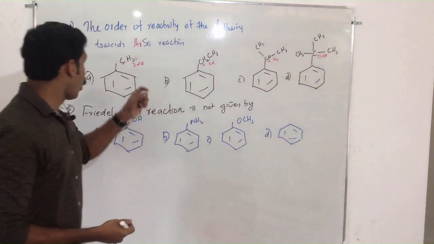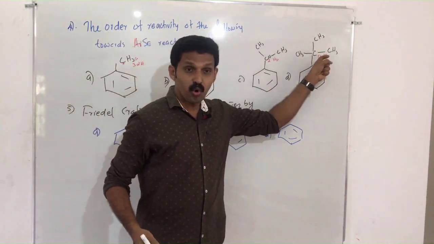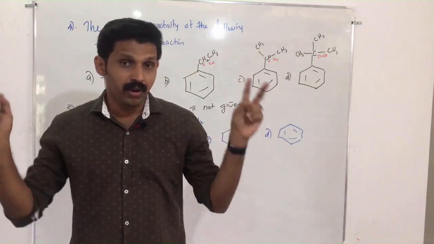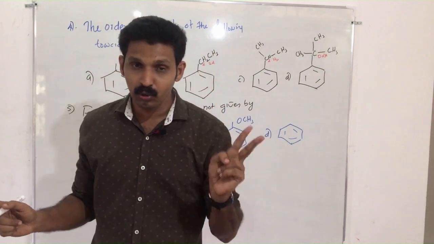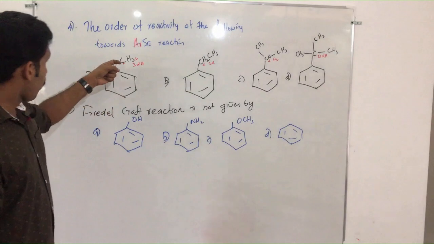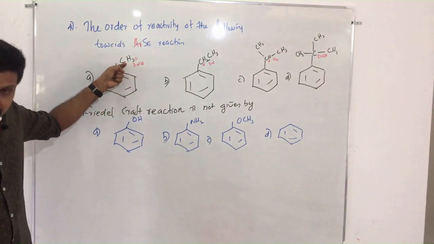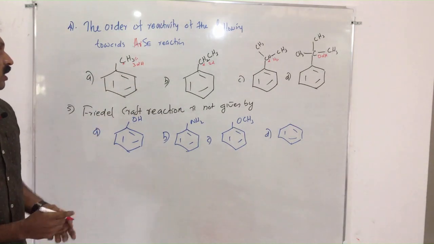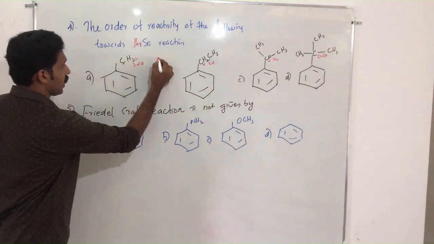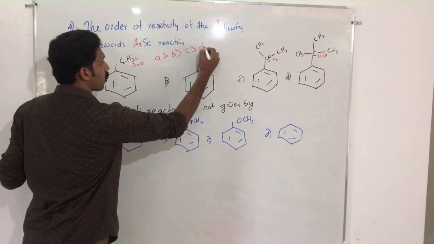Therefore, the most hyperconjugation is possible here, less here, and there is no hyperconjugation here. I told you that the activating power of an alkyl group is due to hyperconjugation, which is due to the presence of alpha hydrogen. Here there is the maximum number of alpha hydrogens, so the maximum number of hyperconjugative structures. Therefore it is the most activating; then 2 alpha hydrogens, 1 alpha hydrogen, 0 alpha hydrogen. So the order is A is more reactive than B, which is more reactive than C, which is more reactive than D.